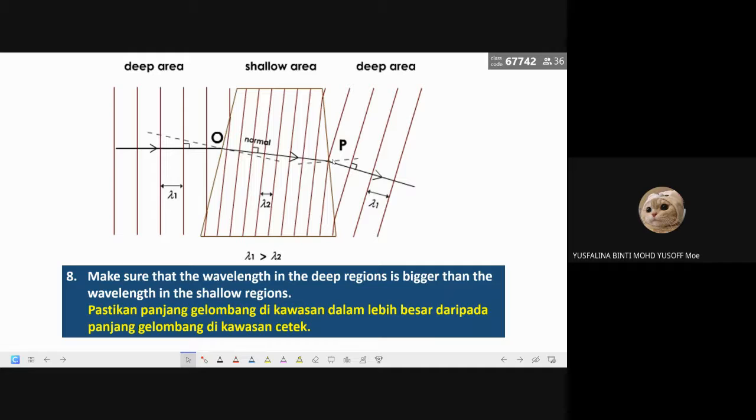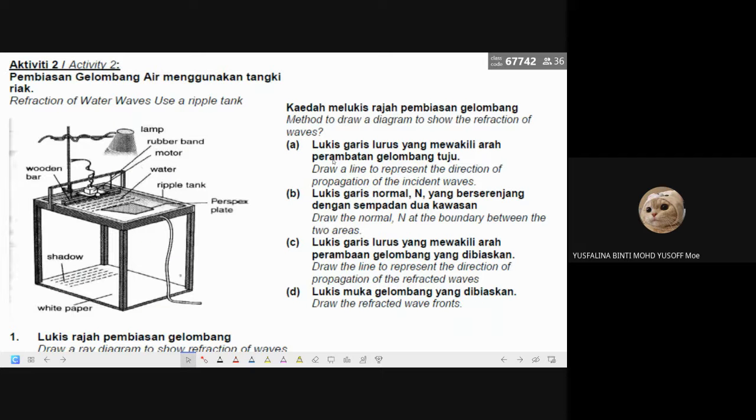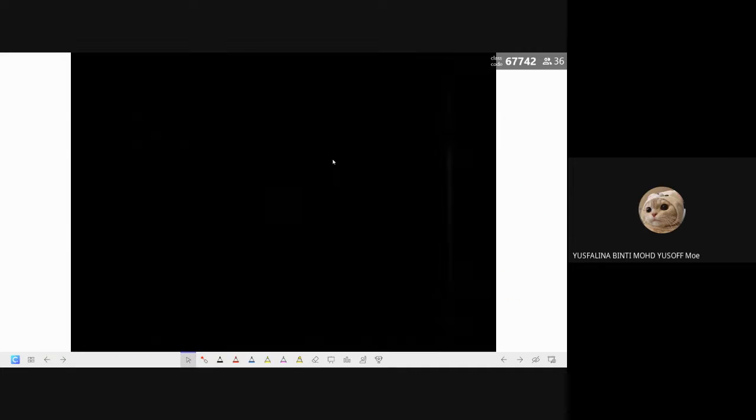Okay, so you can see the wavelength here, right? In the deep area, the wavelength is higher than in the shallow area. Okay, this is the example if you want to do that. If we do the experiment, when the school opens, for the ripple tank, right? Okay, so let's see the video.